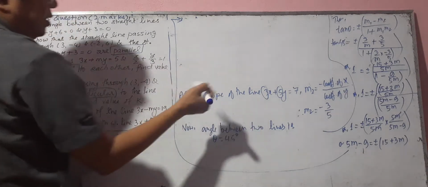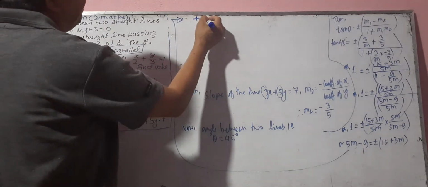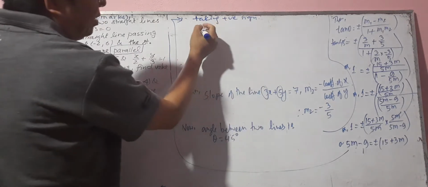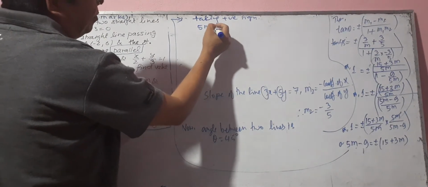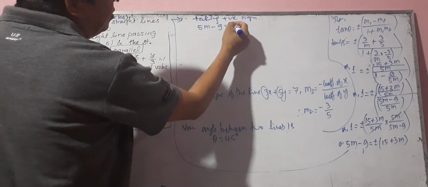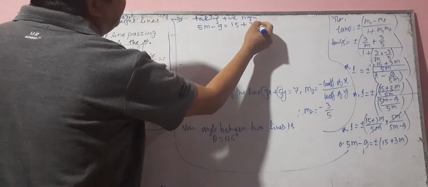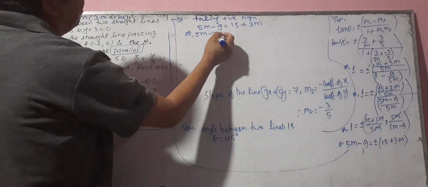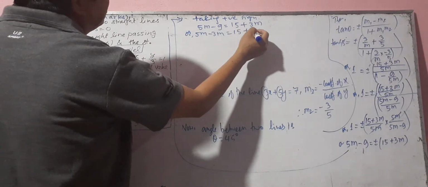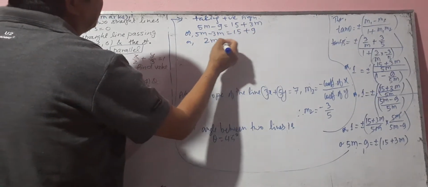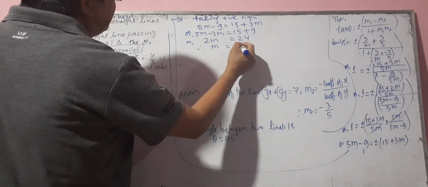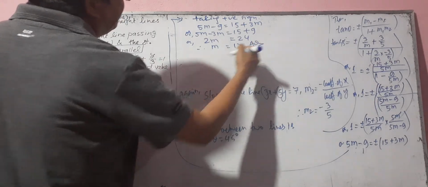So there are two signs. Taking the positive sign you get 5m minus 9 equal to 15 plus 3m. So 5m minus 3m equals 15 plus 9, or 2m equal to 24. Therefore the value of m is 12, one of the answers.